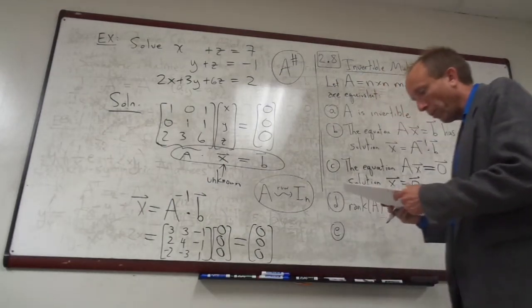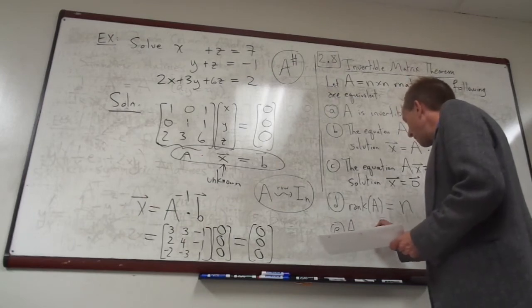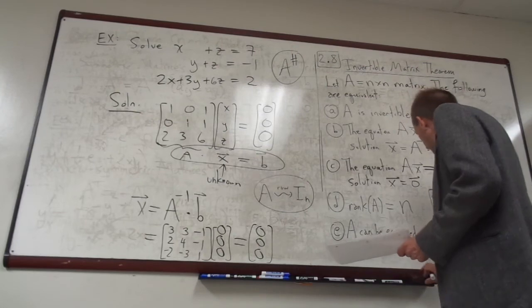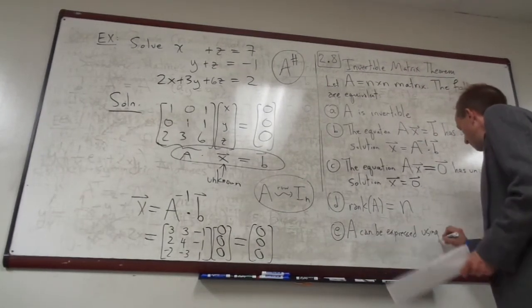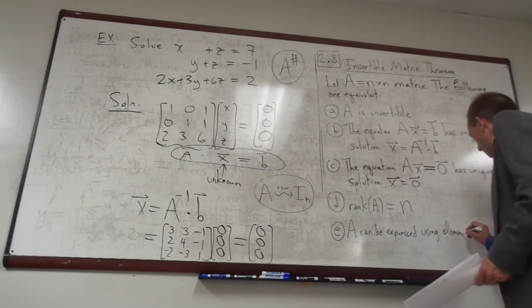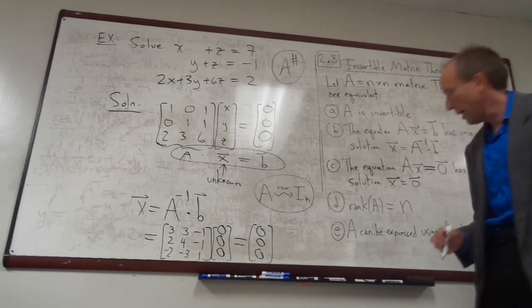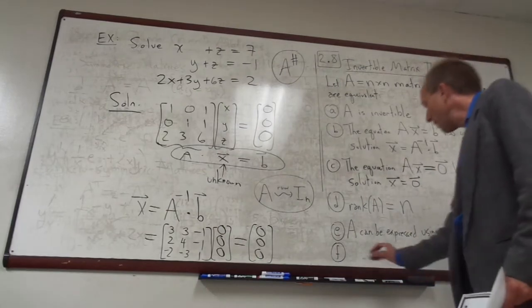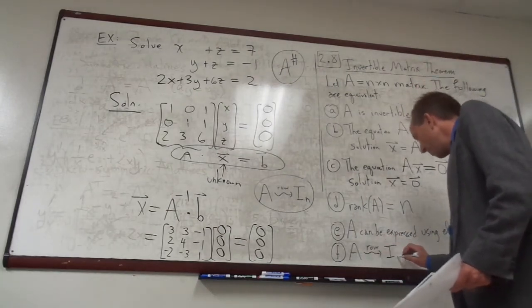So a couple more quick points. The next one just says A can be expressed using elementary matrices. So you can just start applying elementary matrices, multiplying them together, and you eventually will get what capital A is. I won't dwell on that particular item because we're not going to need it very much. And then the last one is just that A is row equivalent to the identity matrix.